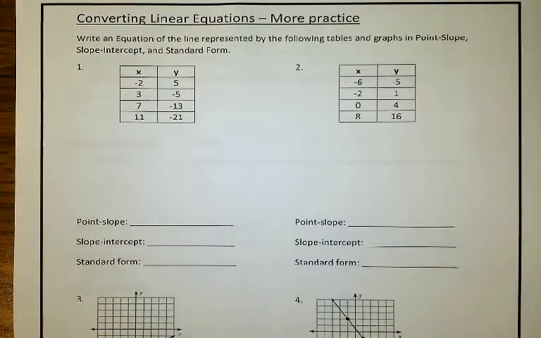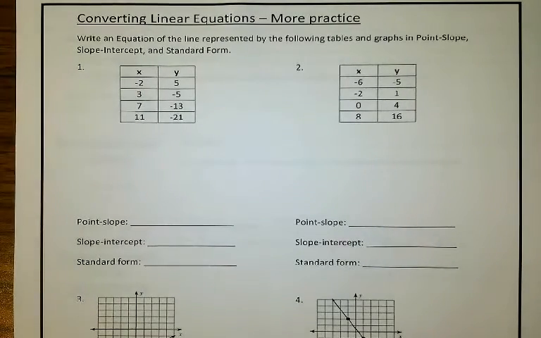So we are going to do some more practice. So guys, this time, we aren't given an equation. We have to write all three of the equations based on the table or the graph. So the first thing that we need to do is we need to find our slope. So guys, how do we find our slope in a table?